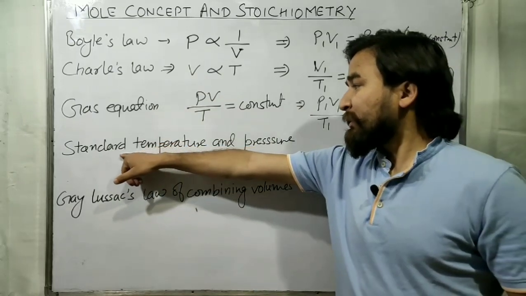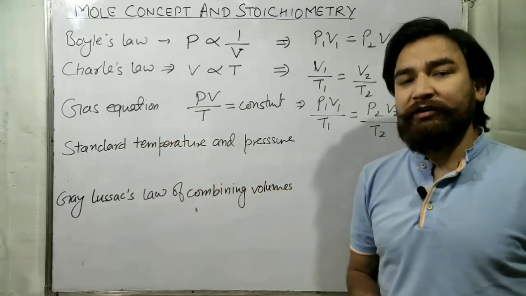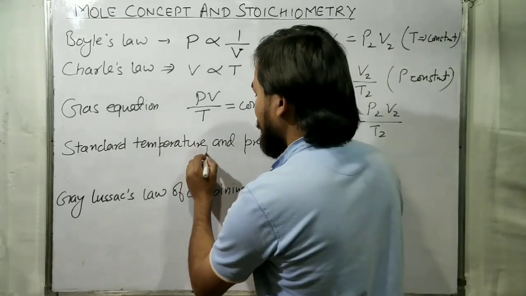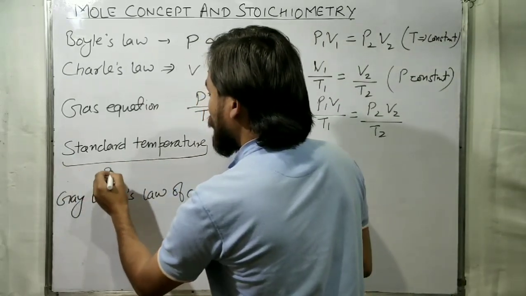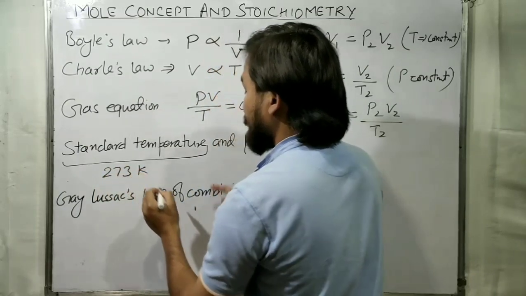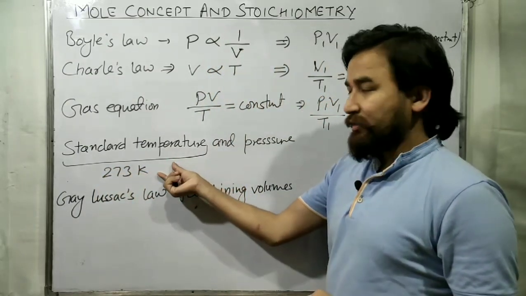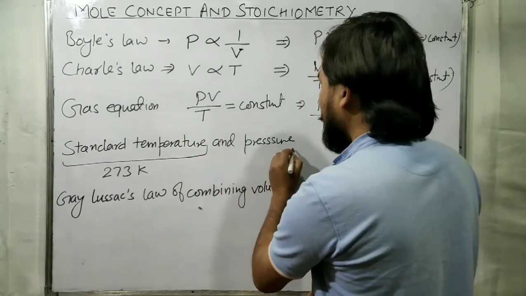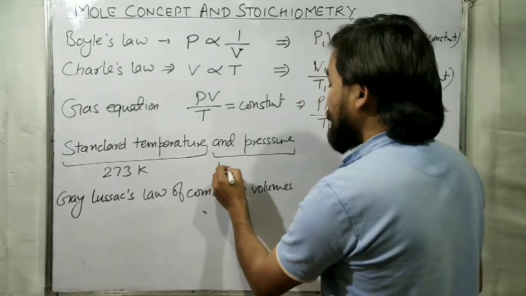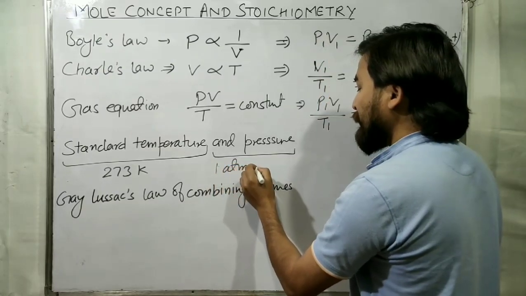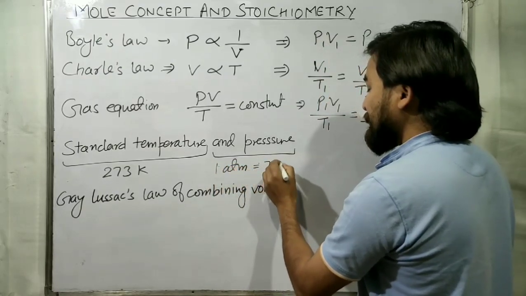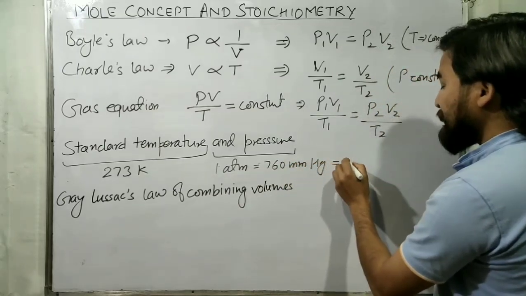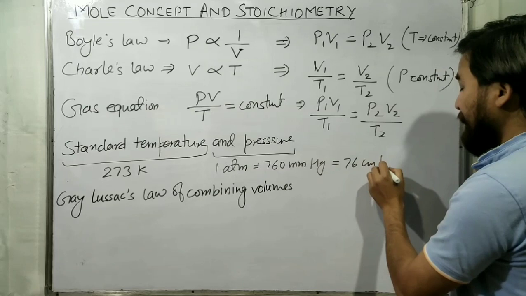Now one more thing, that is standard temperature and pressure. So you must remember what is standard temperature. So standard temperature, that is 273 Kelvin, or you can say 0 degrees Celsius, it is taken standard temperature. And what is the standard pressure? That is 1 atm or 760 mm Hg, or you can say 76 centimeter Hg.